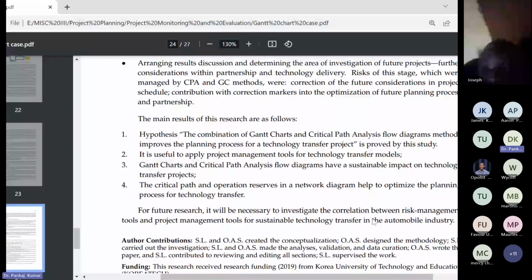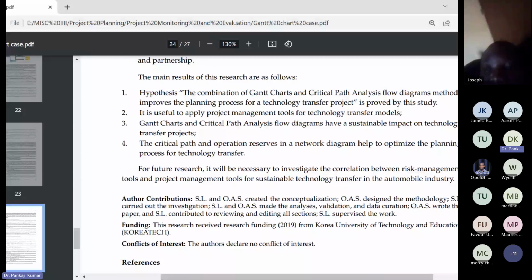So the main result of this study is that the combination of Gantt chart and critical path analysis flow diagram methods improves the planning process for a technology transfer project. If we also use a work breakdown structure, then we can mitigate our risk in the project. And the critical path and operation results in a network diagram help to optimize the planning process, and also have a sustainable impact on technology transfer projects.